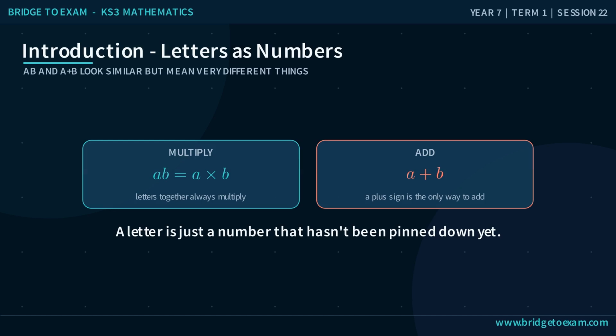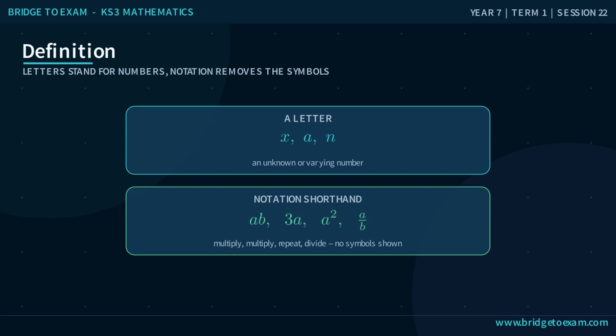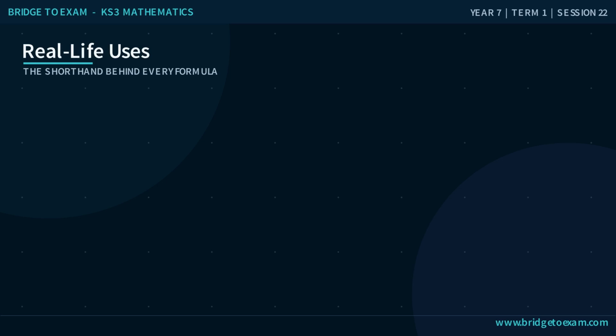words into algebra. A letter in algebra stands for a number that's unknown or that can vary. Everything you already know about numbers still applies once a value is chosen. Letters written together, or a number directly before a letter, both mean multiply. Algebra never writes out a times or divide sign. Algebraic notation is the shorthand behind every formula you'll ever use.